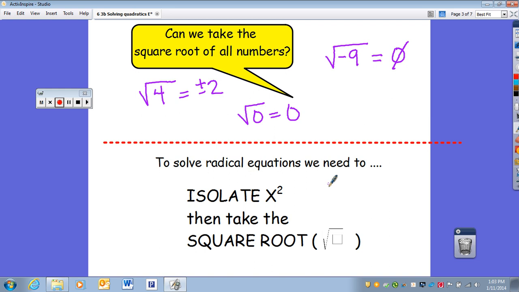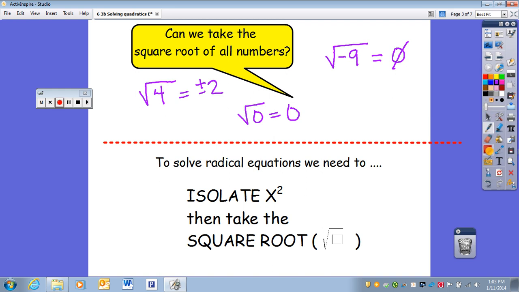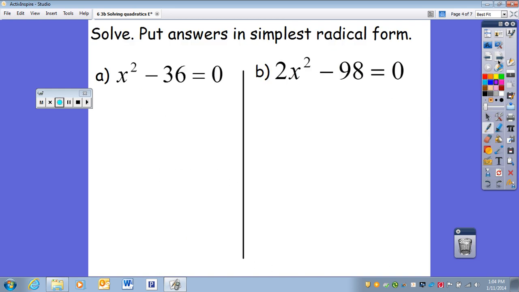So to solve radical equations, here's what we need to do. We need to get the x squared by itself. Then we need to take the square root of both sides. And please don't forget, remember the plus or minus. So let's take a look.